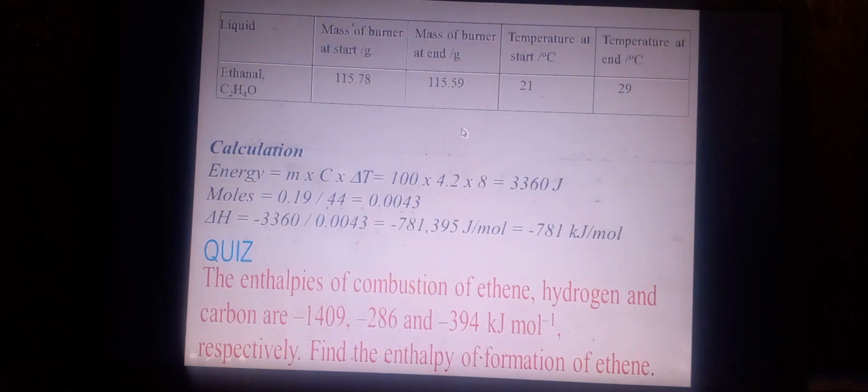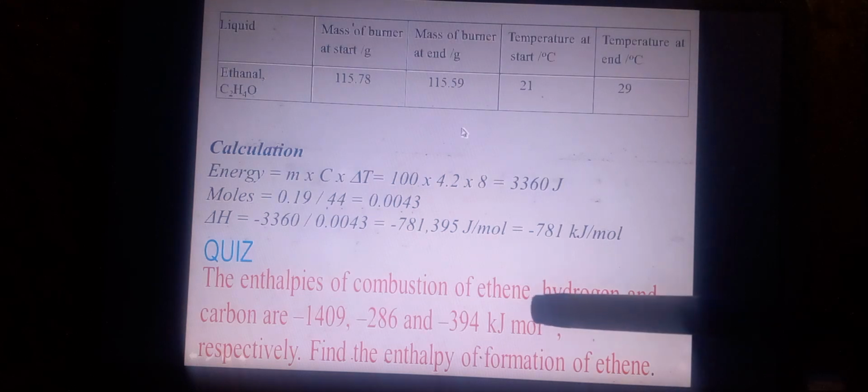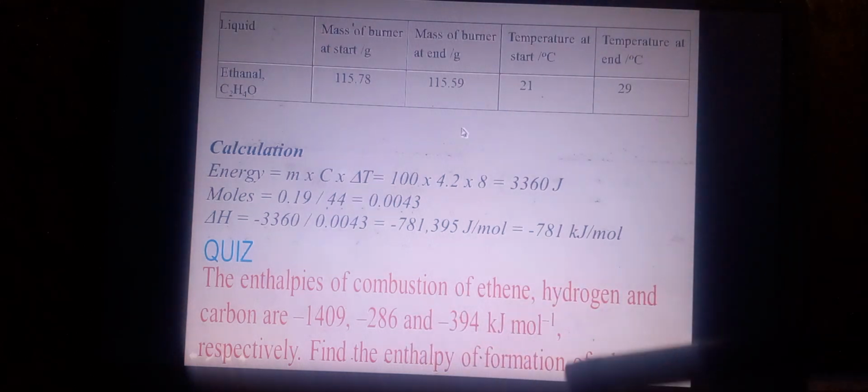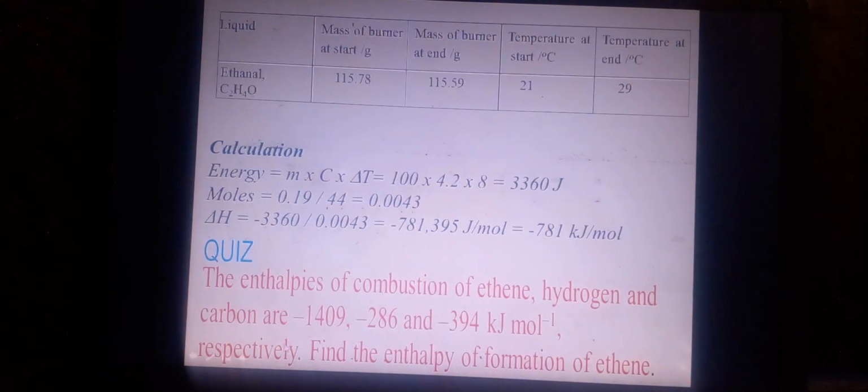So now, as students, you'll have to attempt this question. The enthalpies of combustion of ethane, hydrogen, and carbon are given here. Find the enthalpy of formation of ethane. So you'll have to attempt that question in groups and see how you can work it out.